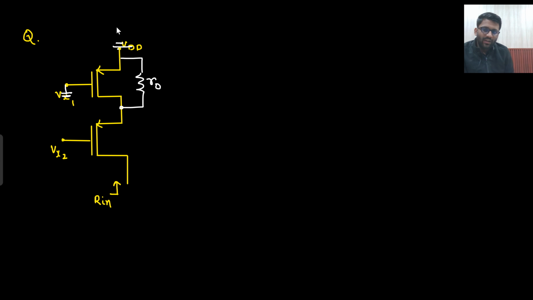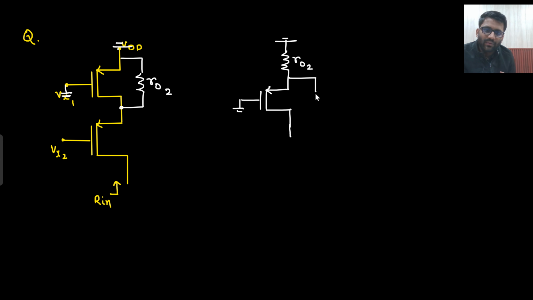So from here to ground, how much resistance do you see? From this particular node to ground, you see R0 resistance. Then there is a source, Vx is grounded. Let's call it R02. So this will be my R01. And from here I need to find Rin.